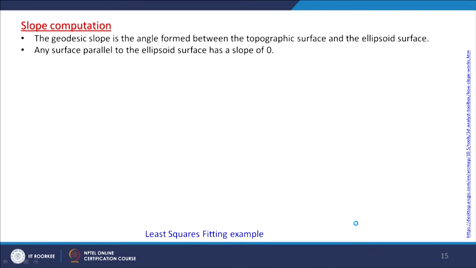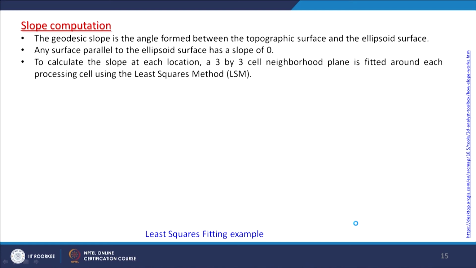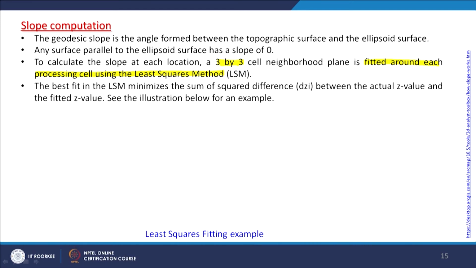So, if we go for this option, that is geodesic slope calculation, it is the angle formed between the topographic surface and the ellipsoid surface, and any surface parallel to the ellipsoid surface will of course have slope equal to 0, that is flat. We calculate slope for each location, again employing a 3 by 3 cell kernel, and a plane is also fitted around each processing cell using the LSM, that is the least square method.